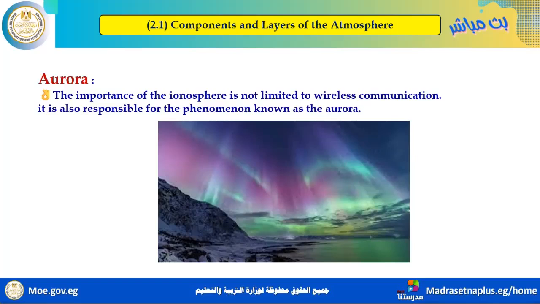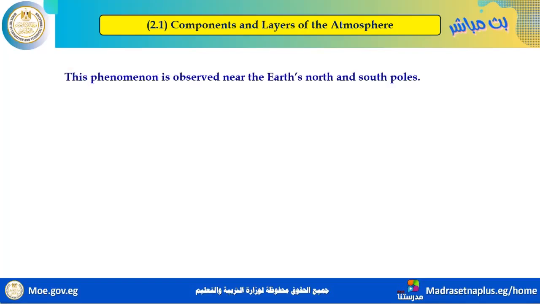We have studied before that the Earth is surrounded by two magnetic belts. Two magnetic belts play an important role in scattering harmful cosmic radiation. Due to this scattering of harmful cosmic radiation, it causes the aurora phenomenon. It appears in colors like cartoons. We will study it. This phenomenon is observed only near the North and South poles.